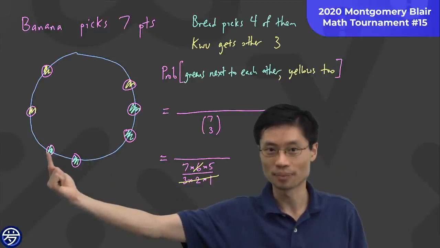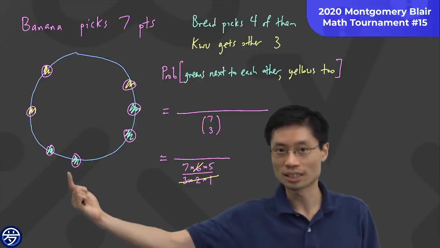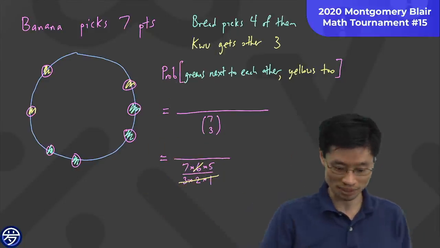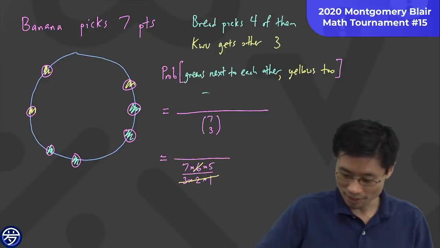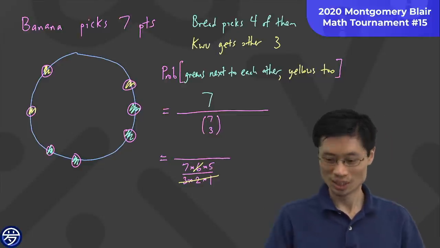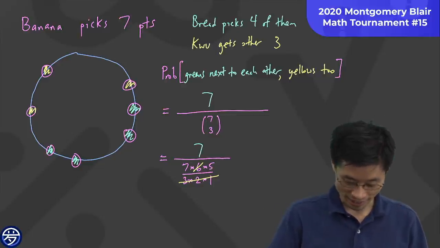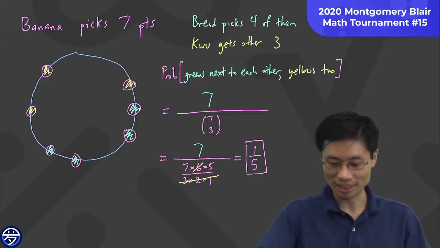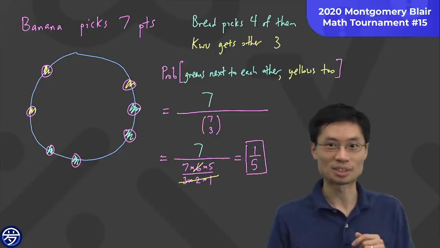It could start here, like what you see here, or it could start here and then go, or it could start here and then go. There's seven starting points, right? So there's seven starting points. So in that case, if I write seven here and I then divide and cancel, it looks to me like I'm going to get an answer of 1/5. So I'm going to make a guess for my answer for this question.